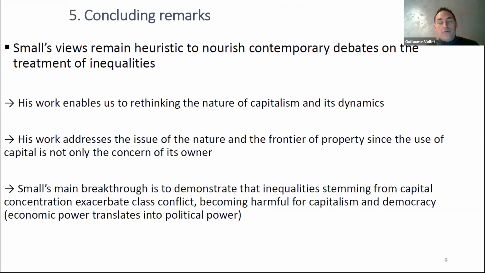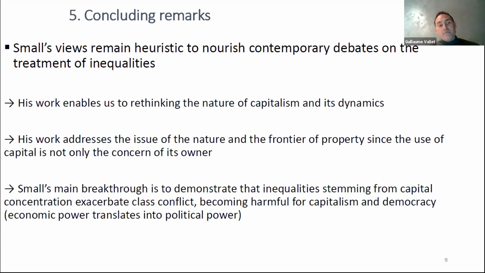So to conclude my presentation, I can mention that in my view, Small's ideas still ring true today, maybe for three main reasons. First, because I think that his work enables us to rethink the nature of capitalism and its dynamics, and this is in line with his views on evolutionism.